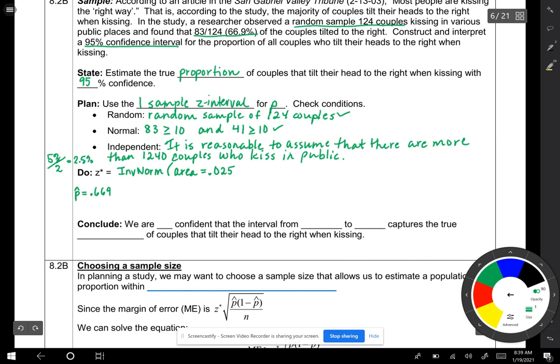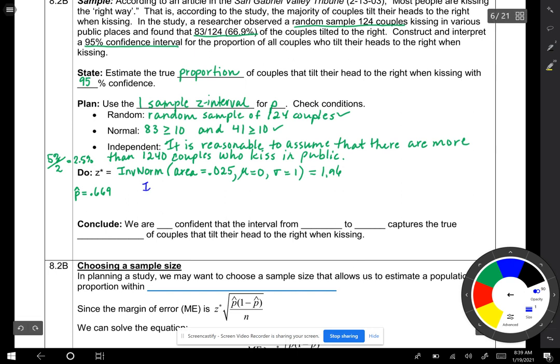All right, and our mean is 0, standard deviation is 1, and you plug that in, you will get a z star value of 1.96. Okay, so we have our z star, we have our p hat. We can go ahead and plug everything into our formula.